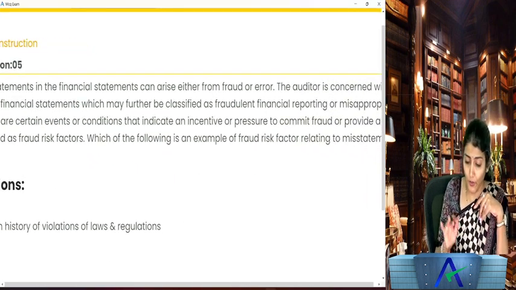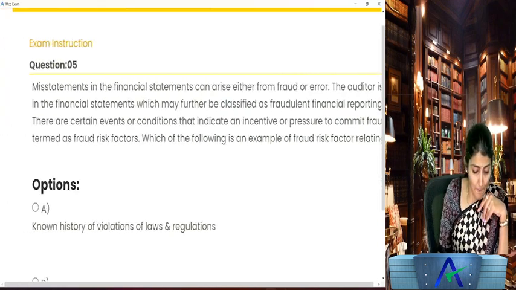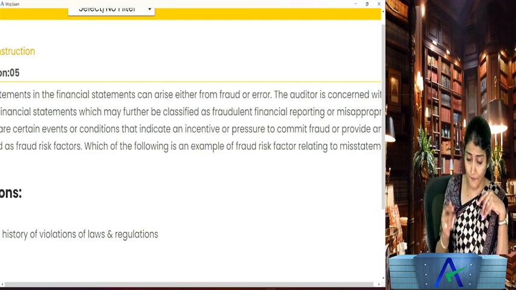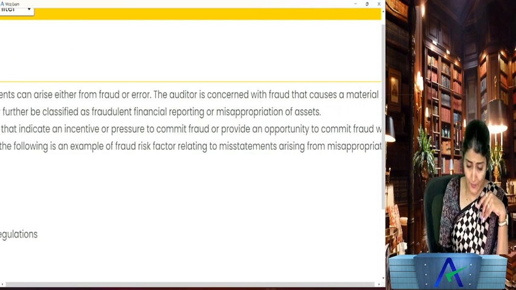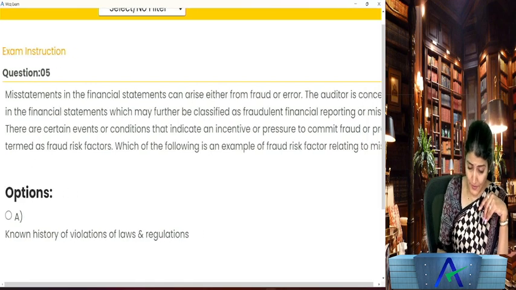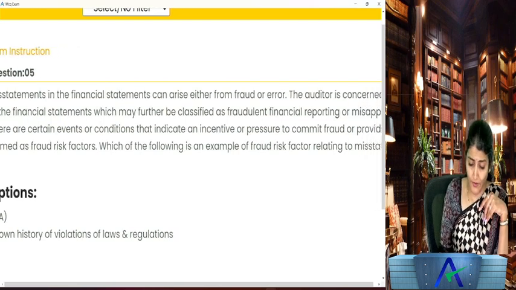Okay, right. Misstatements in the financial statements can arise from fraud or error. The auditor is concerned with fraud that causes a material misstatement in the financial statements, which may be classified as fraudulent financial reporting or the misappropriation of assets. There are events or conditions that indicate an incentive to commit a fraud, which is called a fraud risk factor.